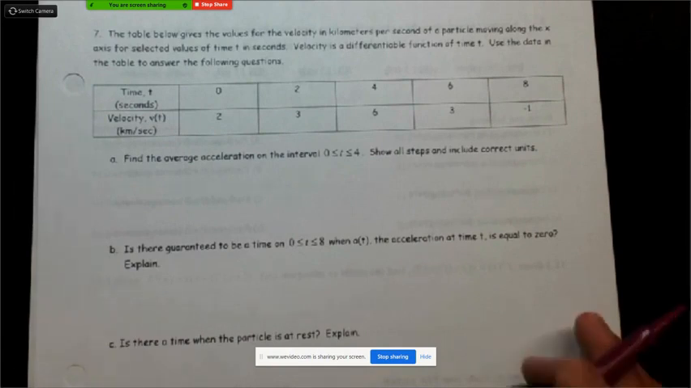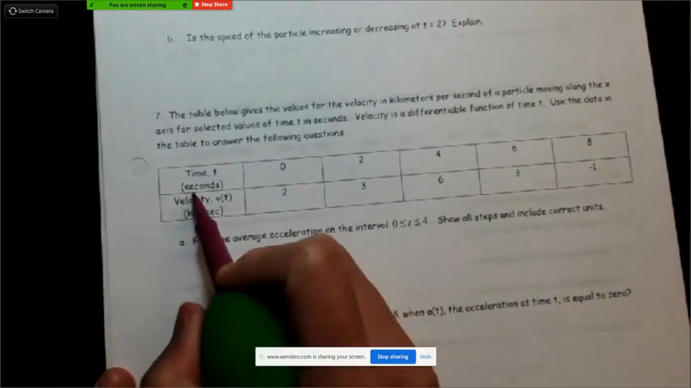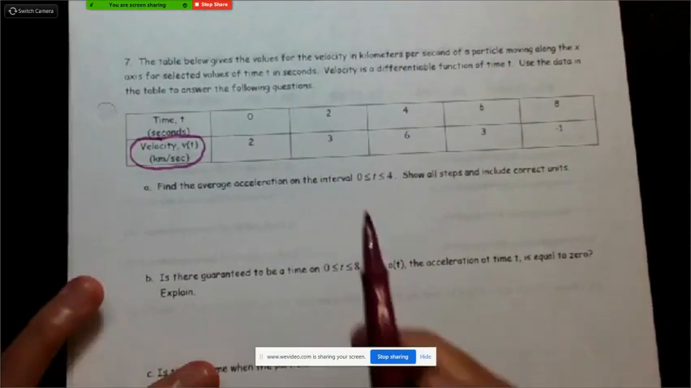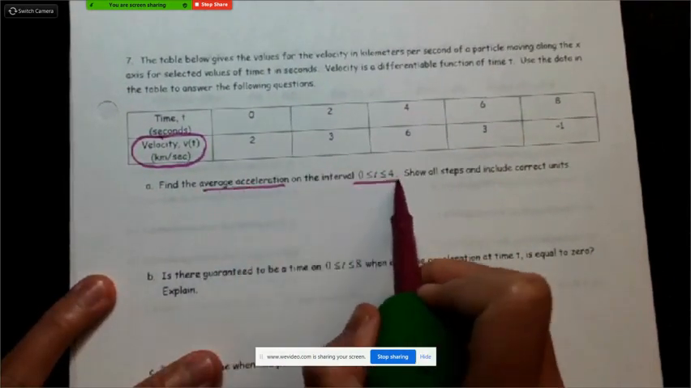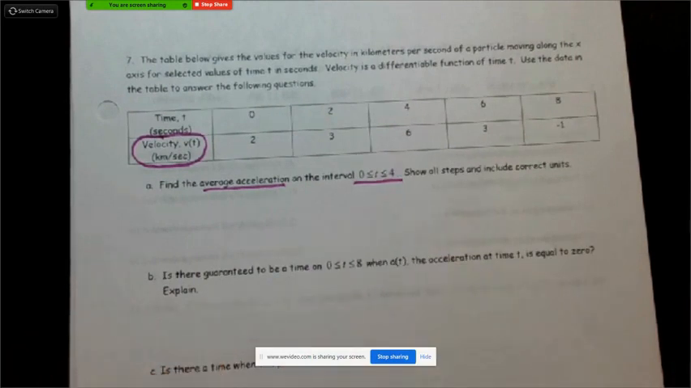All right. Now keep in mind, the given information is the velocity. This right here is the velocity. Don't assume everything is given in terms of the function. Okay? So to find the average acceleration, and they gave us the range right here, all we need to do is find the average.